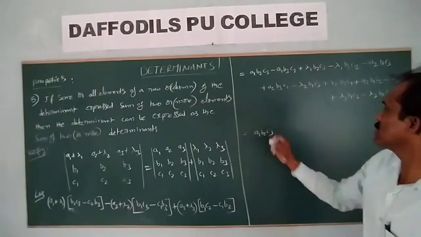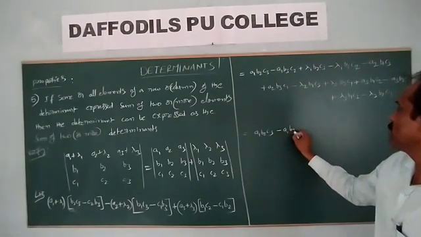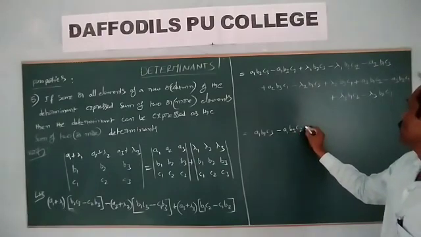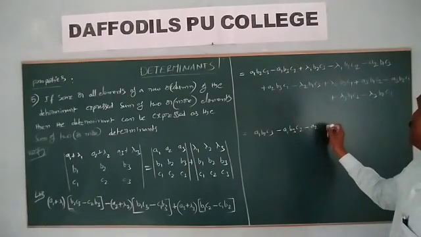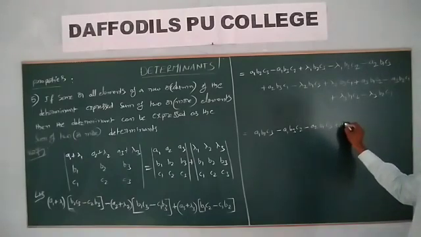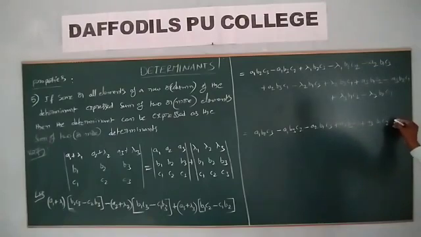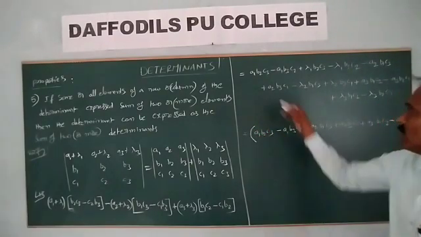A1 B2 C3 minus A1 B3 C2 minus A2 B1 C3 plus A2 B3 C1 plus A3 B1 C2 minus A3 B2 C1. For this, take one bracket.